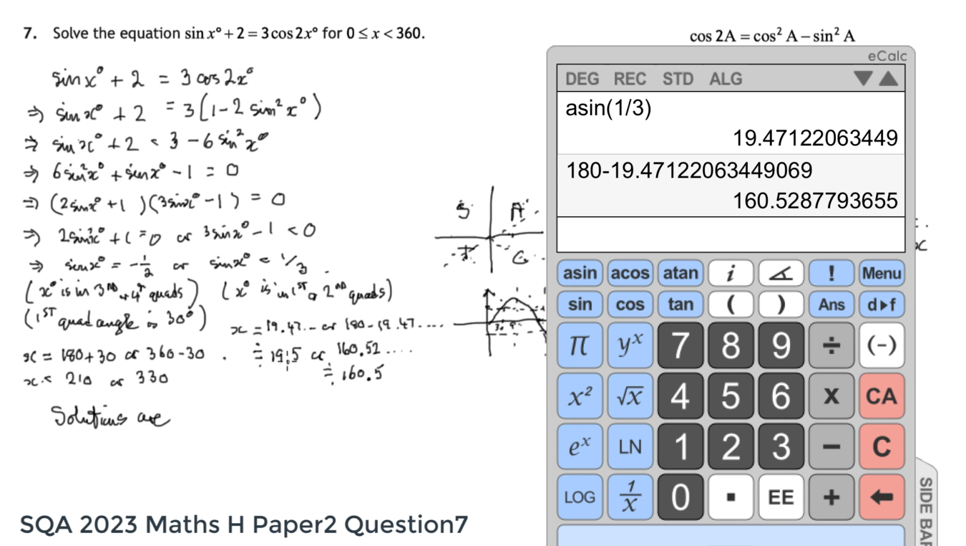So solutions are, let's put them in order: 19.5, 160.5, 210, 330, and these are correct to one decimal place where necessary. A couple of them are exact values, but these are correct to one decimal place.